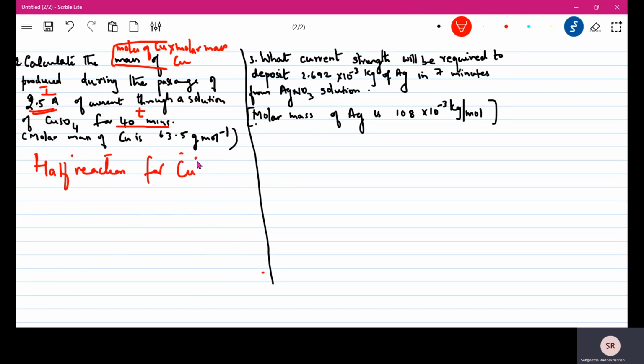Half reaction for copper is Cu2+ plus 2 electrons giving Cu. That means 1 mole of copper is obtained or produced from 2 mole electrons. That you have to remember, because it is 2 mole electrons.